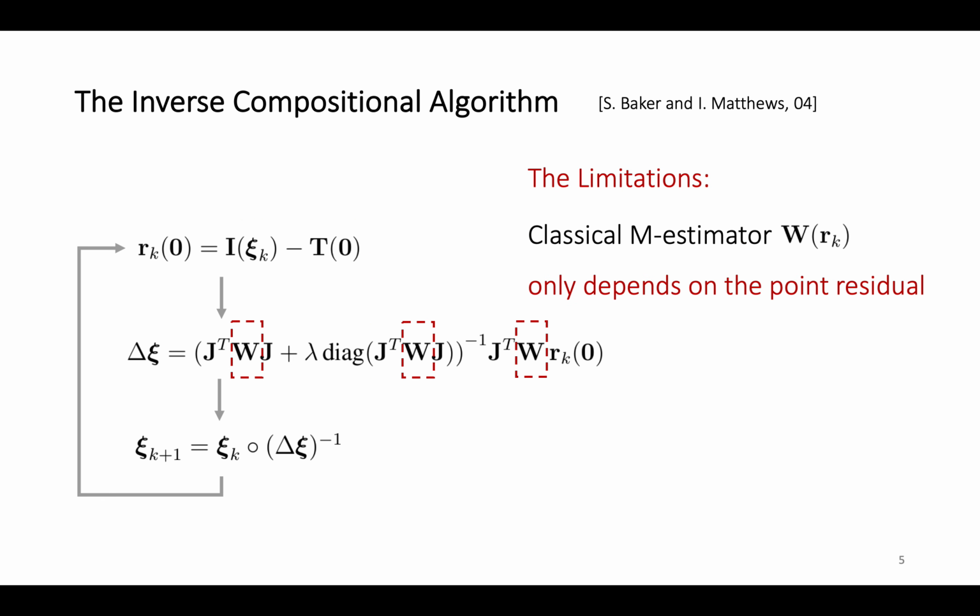The weight matrix is derived from the classical robust M-estimator. In this formulation, the weight of the datum depends on the point residual, which, however, cannot address the context in the residual with high-order information.